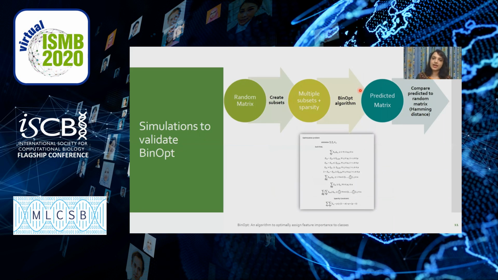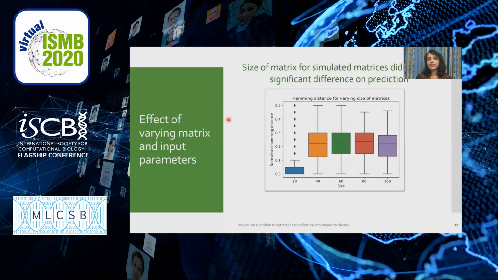So we then tested out the algorithm by simulating various matrices and created subsets from these random matrices, which were given as input to the algorithm along with the sparsity. And then we compared the predicted matrix with the random matrix. And what we find is that when we look at the sizes of the matrices, it doesn't seem to have a significant effect on the prediction of the matrix, unless the number of bins is 2.